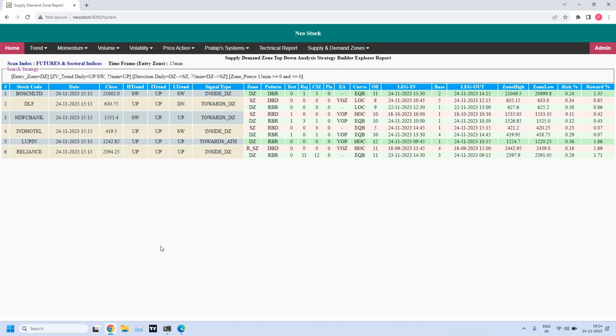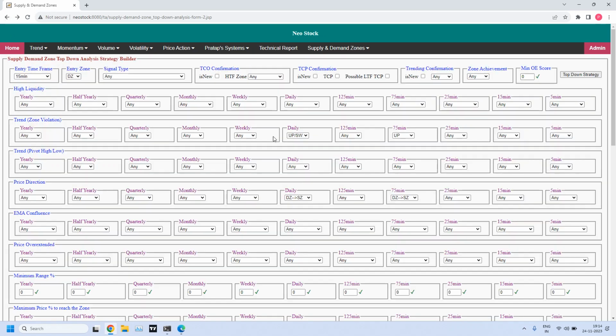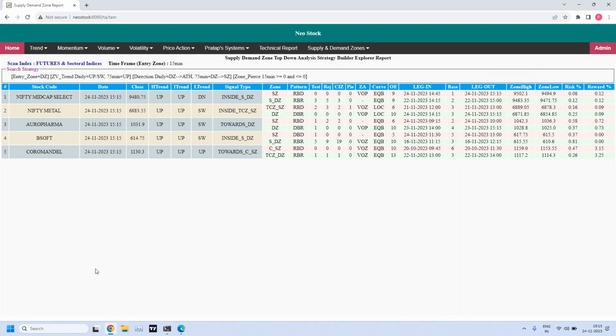So now let us generate reports for the remaining 2 conditions in the bullish setup. What is the second report condition? The price direction for HTF time frame. Here HTF is daily. Let us check if there are any stocks moving from demand zone to all-time high. But for 75 minutes in this condition, demand zone to supply zone. So 5 stocks are filtered.